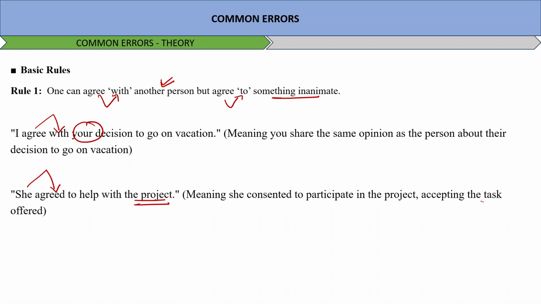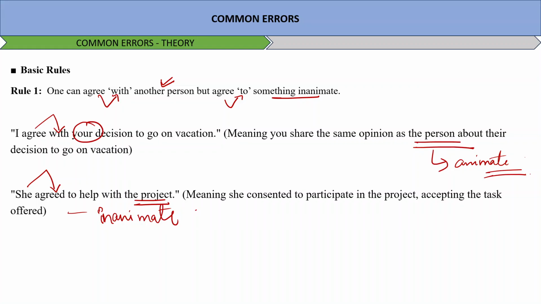So this is something which doesn't have life in it, it's an inanimate thing. Whereas the other means you share the same opinion as the person about their decision to go on a vacation. So this is a person, which is an animate, living person. Okay. So remember where to use agree with and where to use agree to.